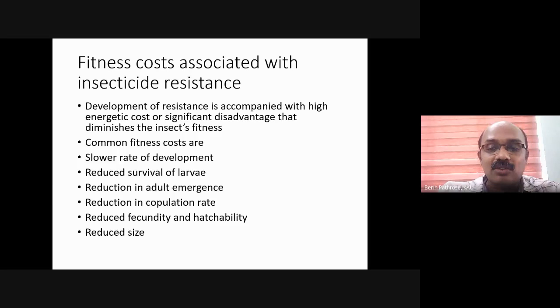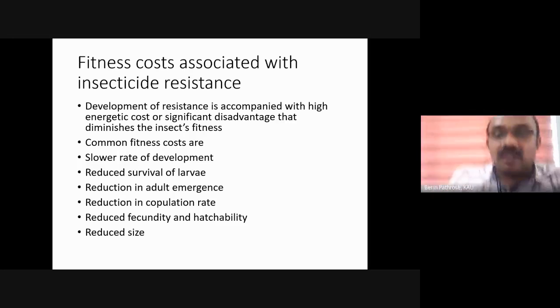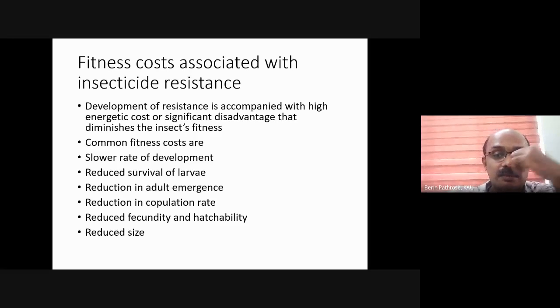Let's see what the common fitness costs associated with the insect are. The first one is slower rate of development. I am not taking up examples over here because each insect will have its own. I will upload a paper in Moodle which you can refer to. They have discussed several examples.